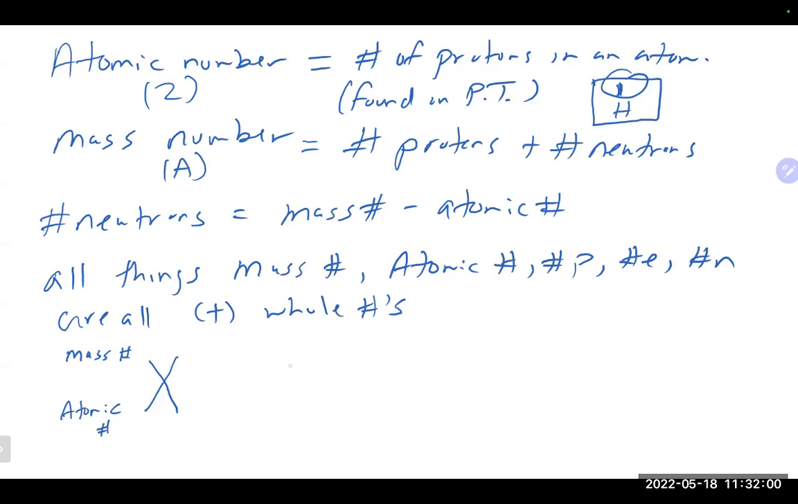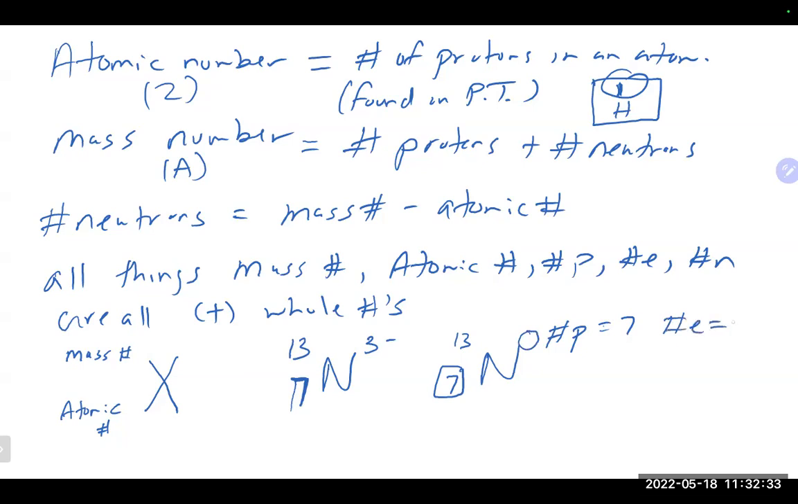If we did have something with a charge, so if we took something like nitrogen here, a 7 and a 13, versus nitrogen with no charge here. For our nitrogen with no charge, the atomic number, which is the bottom, would tell us it has 7 protons. And because it has no charge here, it would also need to have a matching number of electrons to balance it out to 0. Our neutrons would be 13 minus 7. I think that's a 6 in that case.